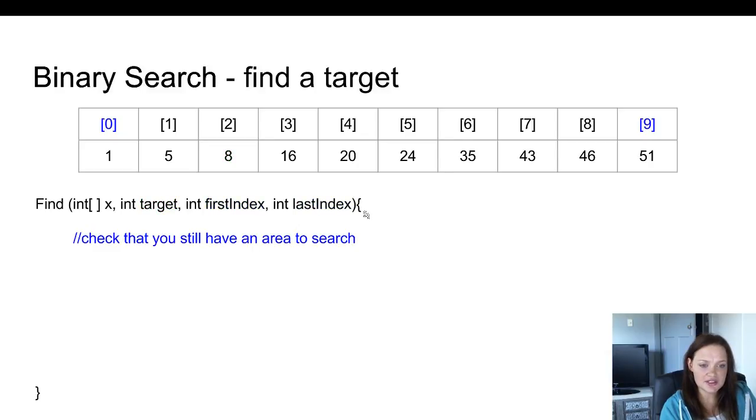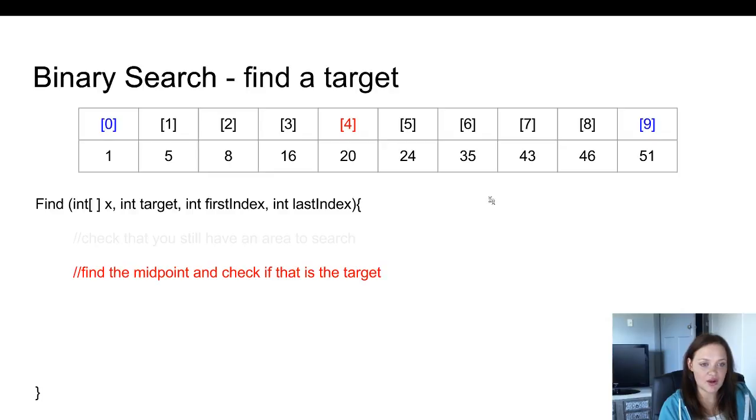So the first thing we need to do in our algorithm is check that we still have an area to search. This will help define whether we do have an item or whether we don't have an item. How we know we've got an area to search is if our first index happens to be lower than our last index. That means we haven't run out of search area. Then we're going to find the midpoint between these 2 points here.